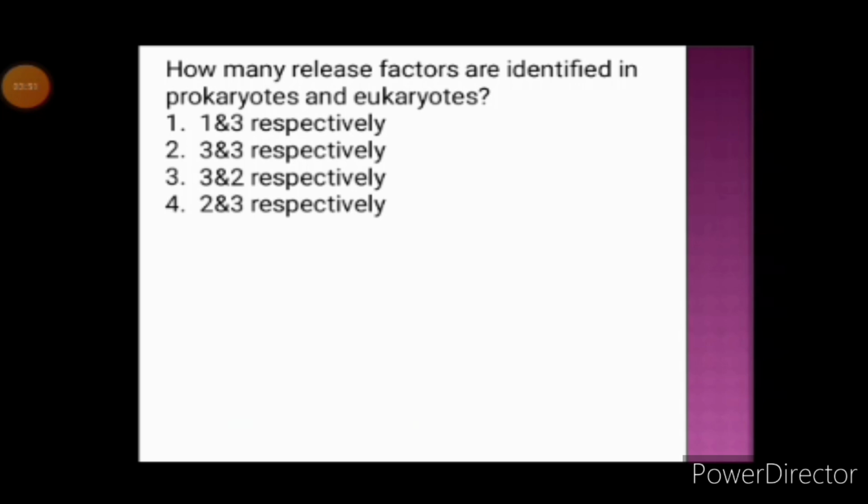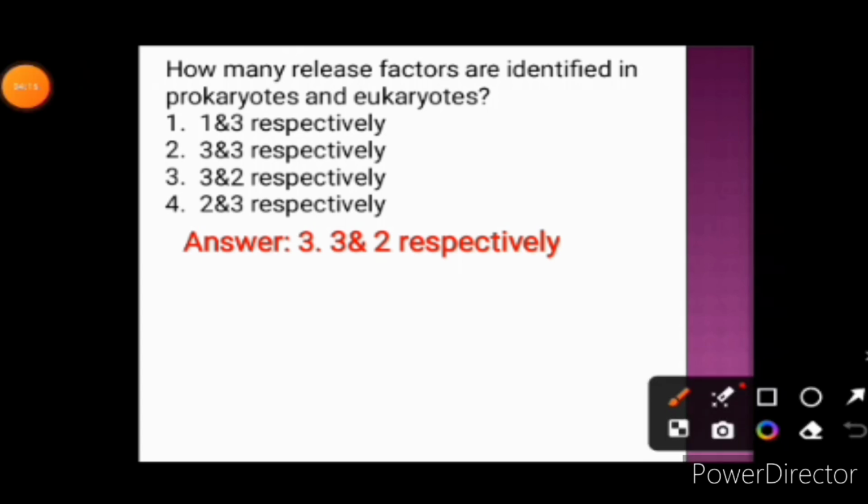Next question. How many release factors are identified in eukaryotes and prokaryotes? Option 1, 1 and 3 respectively. Option 2, 3 and 3 respectively. Option 3, 3 and 2 respectively. Option 4, 2 and 3 respectively. And the correct answer is option 3, 3 and 2 respectively.